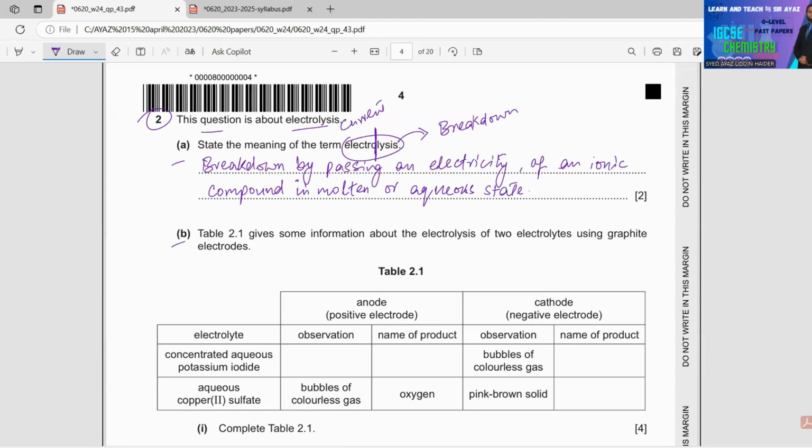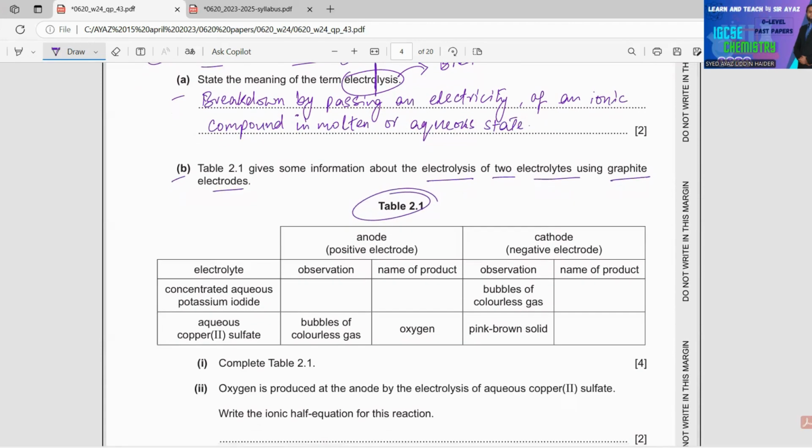Next part B, table 2.1 gives some information about the electrolysis of two electrolytes using graphite electrodes. Here's table 2.1. You have electrolyte concentrated aqueous potassium iodide. Then you have aqueous copper 2 sulfate. 1. Complete table 2.1. Now we need to complete this table 2.1.